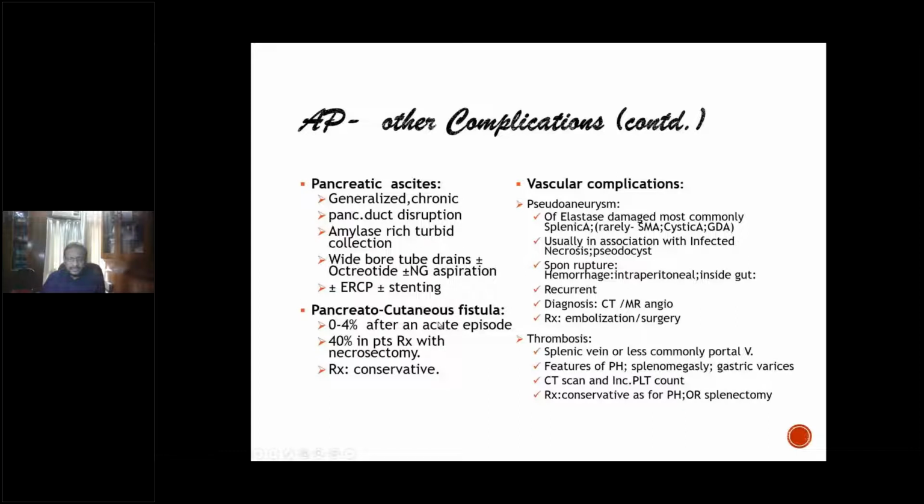In a word, conservative is a very small word for it. This is not the time to discuss how to manage a pancreatic fistula. But remember, in treating a pancreatic fistula, the norm is a cutaneous one.